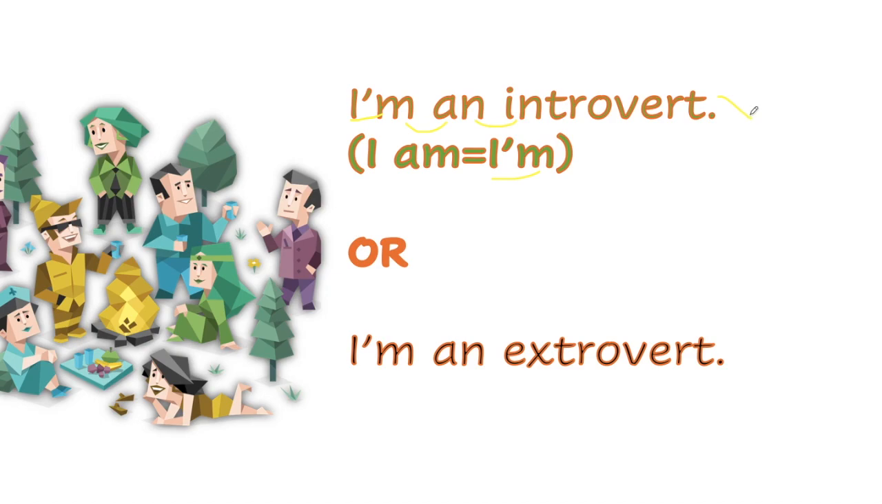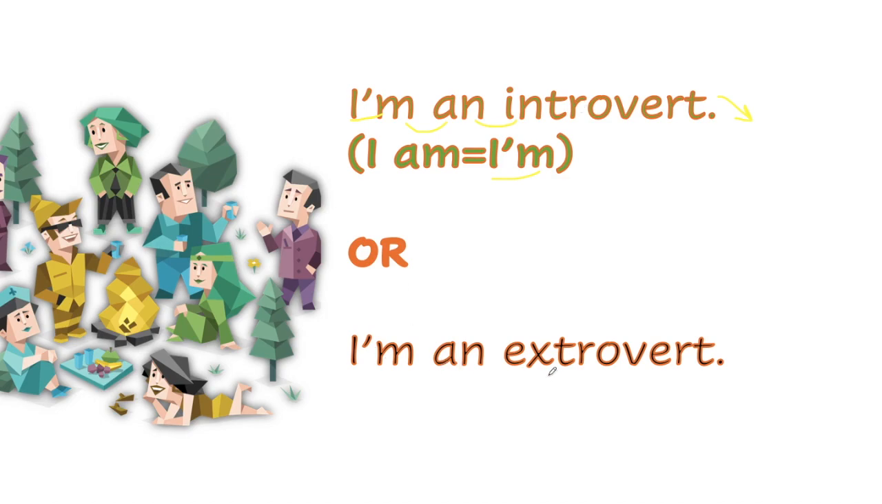Introvert. Go down here. Okay. An introvert is a person who does not like to meet a lot of people, who likes to spend time all by himself or herself. These people are not sad. This is their personality.